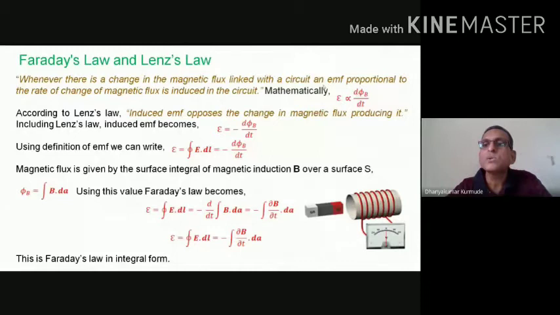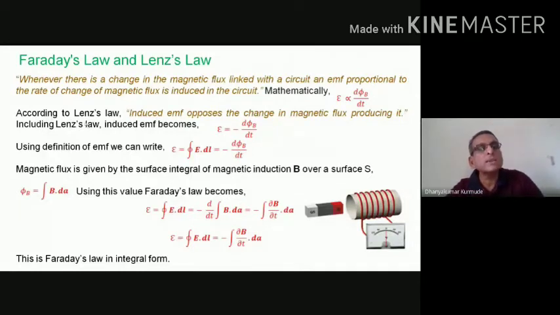So induced EMF, according to Faraday's law, is proportional to the rate of change of magnetic flux. The faster the change, the more the induced EMF. The slower the change, the lesser the induced EMF. It is proportional to the rate at which the flux changes. It is not proportional to the change itself. It is proportional to the rate of change. You understand this point carefully.